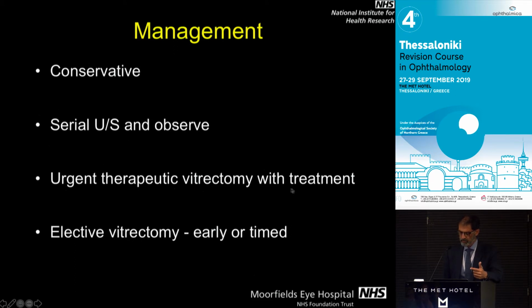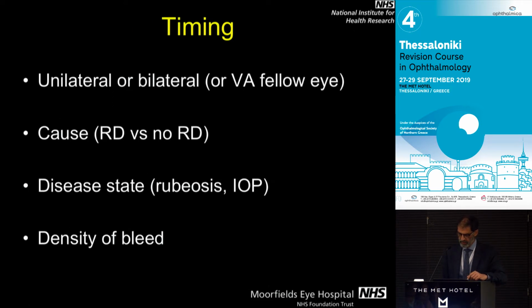Urgent therapeutic vitrectomy with treatment. If you know there's rubeosis, the patient's a diabetic, the other eye's got proliferation, you would go in early to treat this following anti-VEGF injections. If there's a retinal detachment, you'd go in and treat early as well. And elective vitrectomy when the patient is either disabled or you think this is a posterior vitreous detachment. You haven't seen a tear on ultrasound, but you suspect that the most likely cause of the hemorrhage is a tear. Timing partly depends on whether it's unilateral or bilateral.